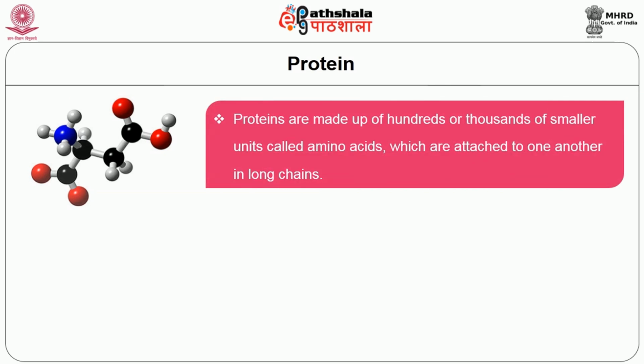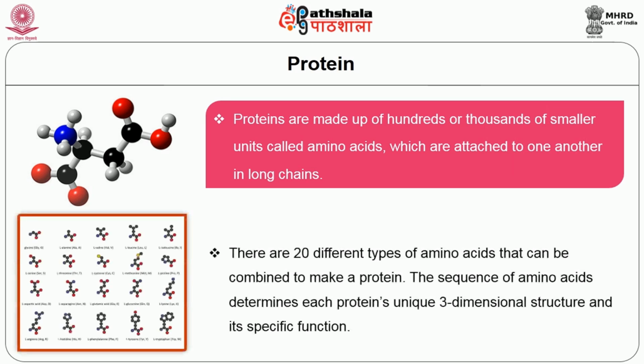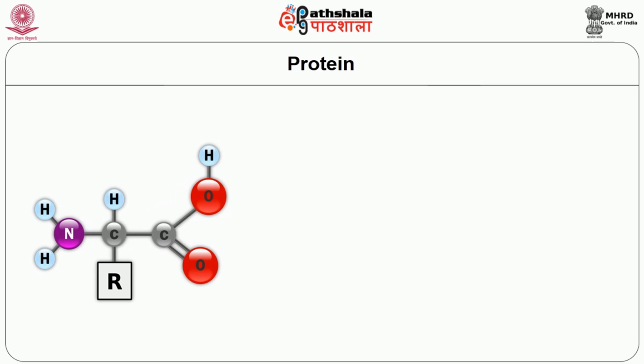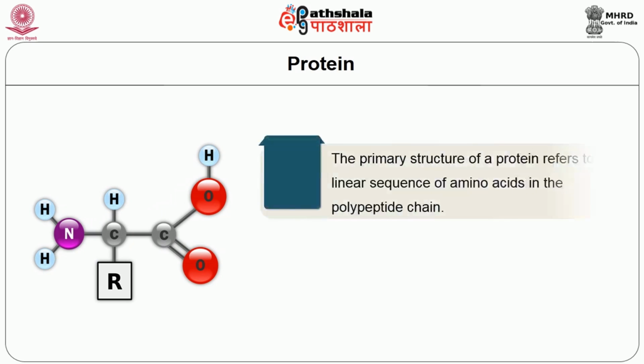Proteins are made up of hundreds or thousands of smaller units called amino acids, which are attached to one another in long chains. There are approximately 20 different types of amino acids that can be combined to make a protein. The sequence of amino acids determines each protein's unique three-dimensional structure and its specific function. If you look at this picture, it is a representation of amino acid composition. The primary structure of a protein refers to the linear sequence of amino acids in the polypeptide chain.